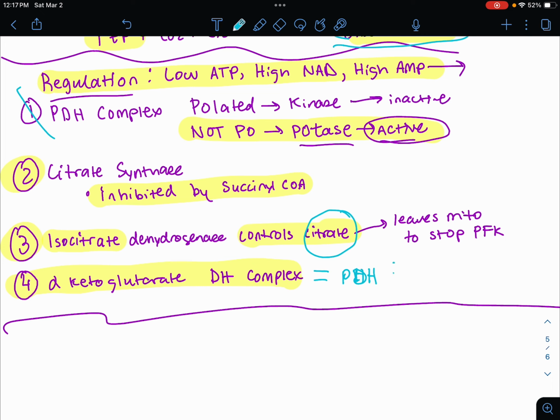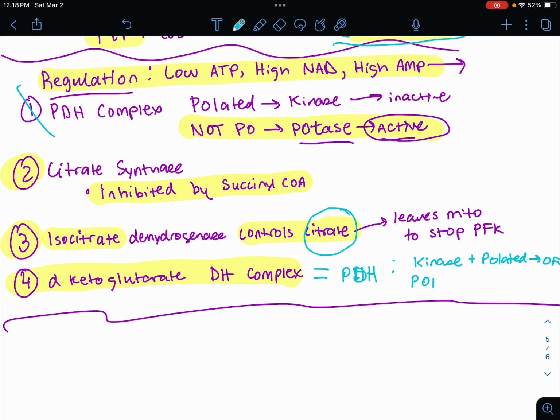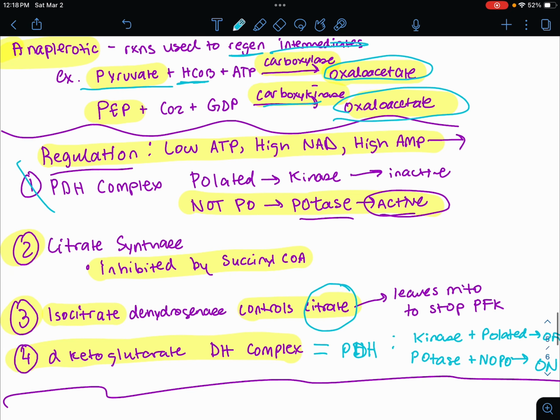Therefore, when the kinase is present and it's phosphorylated, this means it's off. However, when we have our phosphatase and it's not phosphorylated, this means it's on. And then the normal things also drive it forward. Low ATP, high NAD, and high AMP will push the citric acid cycle forward.